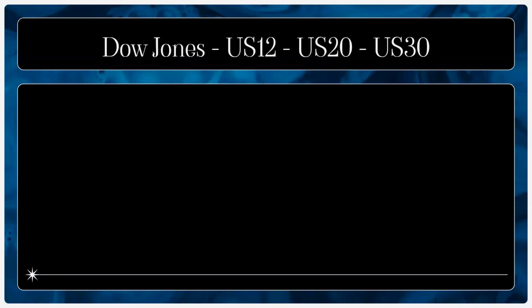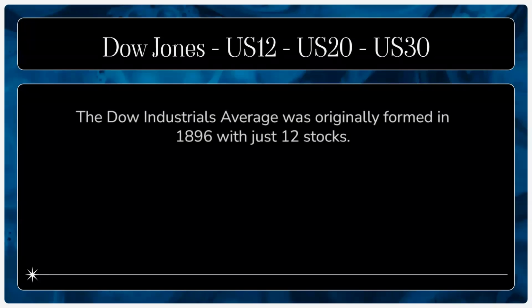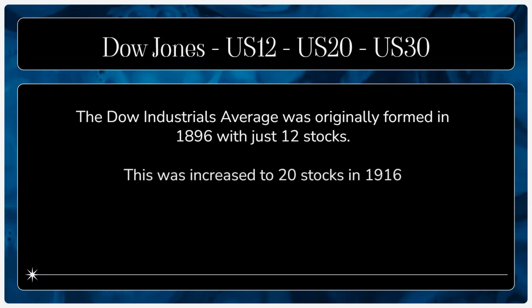It didn't start out as the 30 biggest companies. It actually started out as 12 stocks. So the Dow Industrial Average was originally formed in 1896 with just 12 stocks. And these were the 12 biggest companies in the United States.